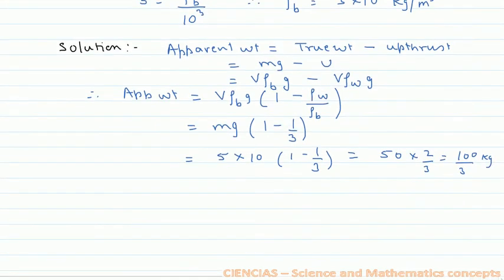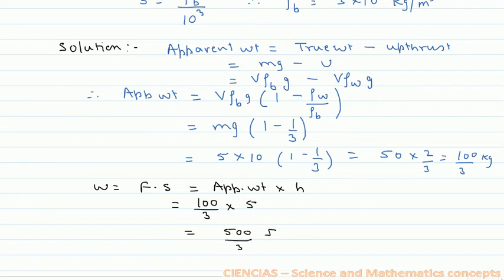So now we have to calculate work done. Therefore, work done is equal to force into displacement, that is equal to apparent weight into height, that is equal to 100 upon 3 into distance we have to cover, which is 5. So that is equal to 500 upon 3 joule. On solving this, we get this value to be equal to 166.3 joule. Here this is apparent weight, so the unit should not be kg, it should be Newton.